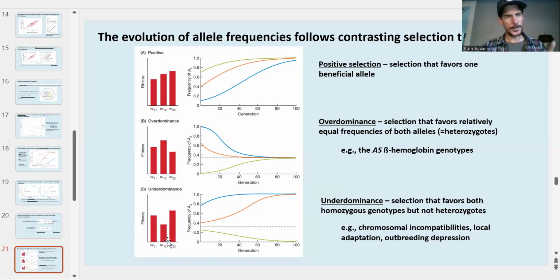And this is kind of weird, but it could be because different individuals have chromosomal incompatibilities, or different individuals have experienced local adaptation. So these homozygotes might not do very well at mating with these homozygotes. These homozygotes might be locally adapted to certain circumstances that these homozygotes are not, and vice versa. And if these homozygotes try to mate with these homozygotes, it might cause something called outbreeding depression, where their heterozygous offspring have lower fitness than the homozygous parents.